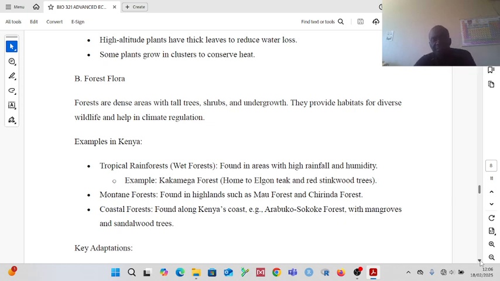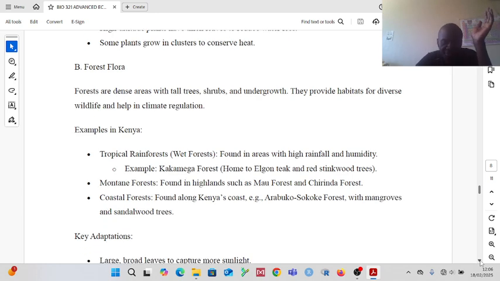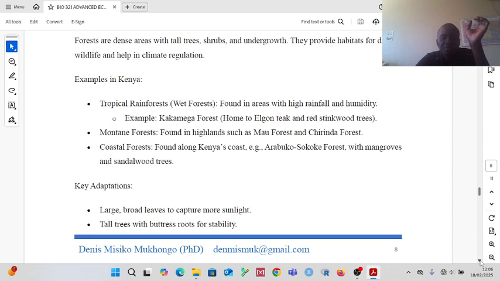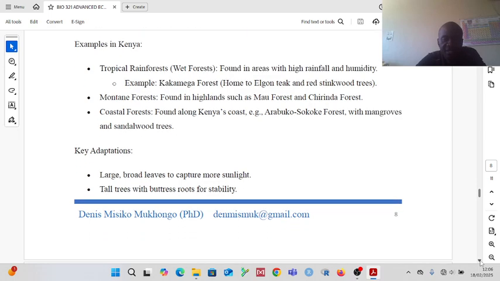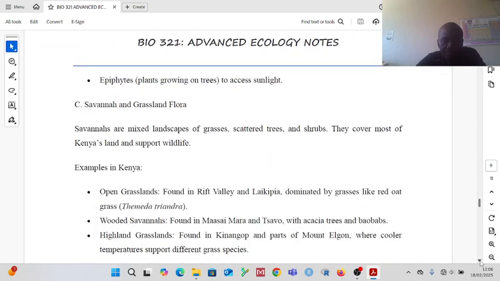The forests will be different. You have the tropical one, the montane forest, the coastal forests. The adaptation of the forest flora is that most have large, broad leaves so that they can capture more sunlight, depending on where the forest is found. Then if the trees are tall, they will have roots that ensure these tall trees are still stable, which means the roots will have gone fairly deep to stabilize them. Otherwise, they fall off.